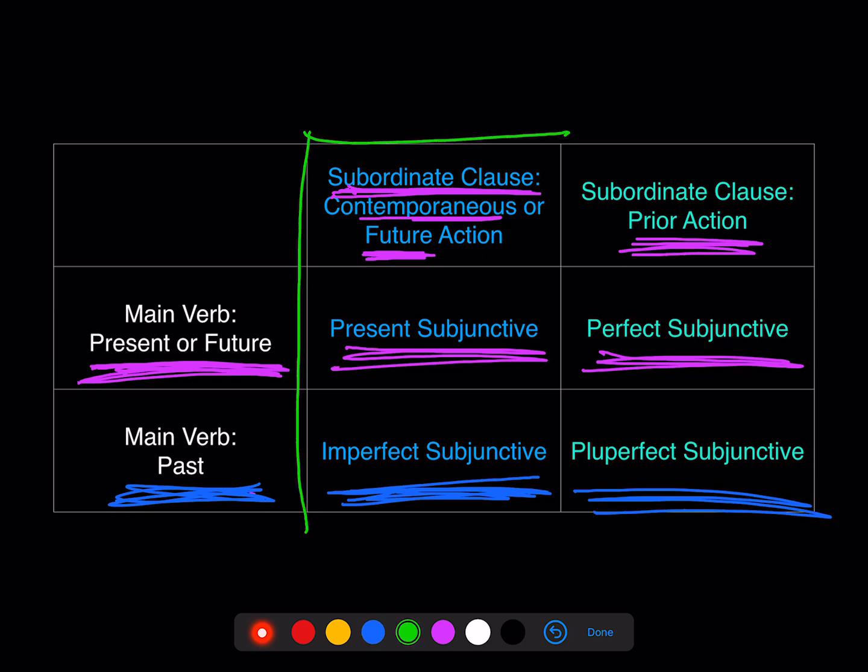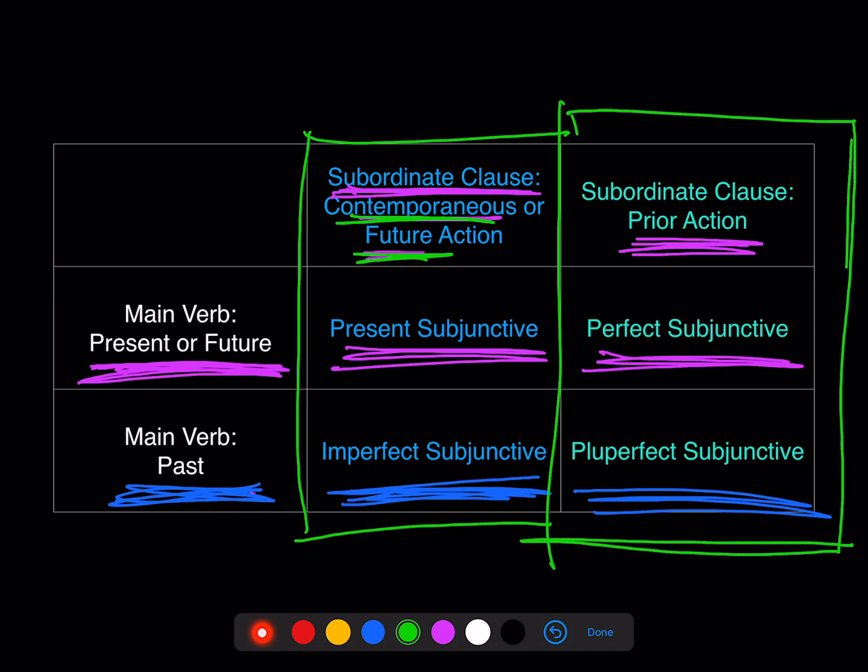So this part of the chart is the only part of the chart that we use with purpose clauses and with indirect commands, because the action in a purpose clause or an indirect command is always same time as or future to, subsequent to the main verb. But in indirect questions and in fear clauses, and in cum clauses too, we can also use this part of the chart, because sometimes in fear clauses or in indirect questions, the action in that subordinate clause has happened already before the main verb.